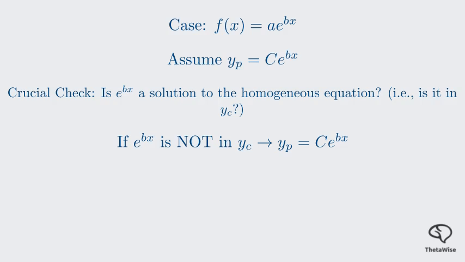However, if the term e^(bx) is part of your complementary function, you have to modify your guess for y_p. You do this by multiplying your assumption by the independent variable x. So, the new correct assumption for the particular integral is c times x times e^(bx). This is a critical rule to remember and apply correctly.